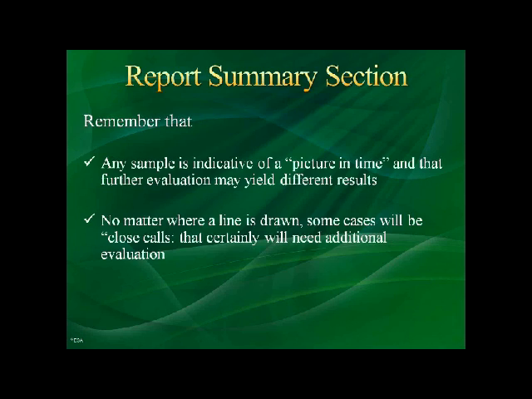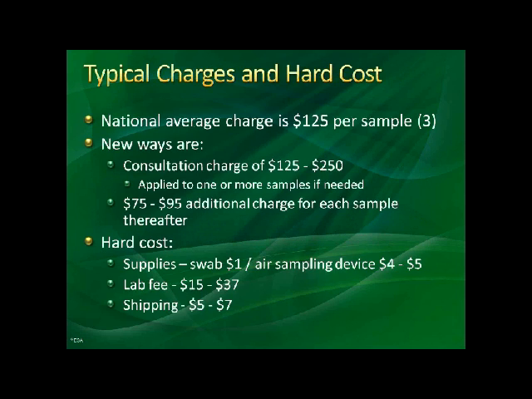So what are your typical charges? There's a national average. It's been through all the years that we've been doing mold sampling, and it's always come up to somewhere between $125 to $150 per sample. But the new way that's out there is they charge a consultation charge of $125 to $250. That's just to go out there on site. And then they'll apply, okay, I have to take one sample for a direct, and they'll apply that with the consultation charge or include it. Or you can charge $75 to $95 additional for each sample thereafter.